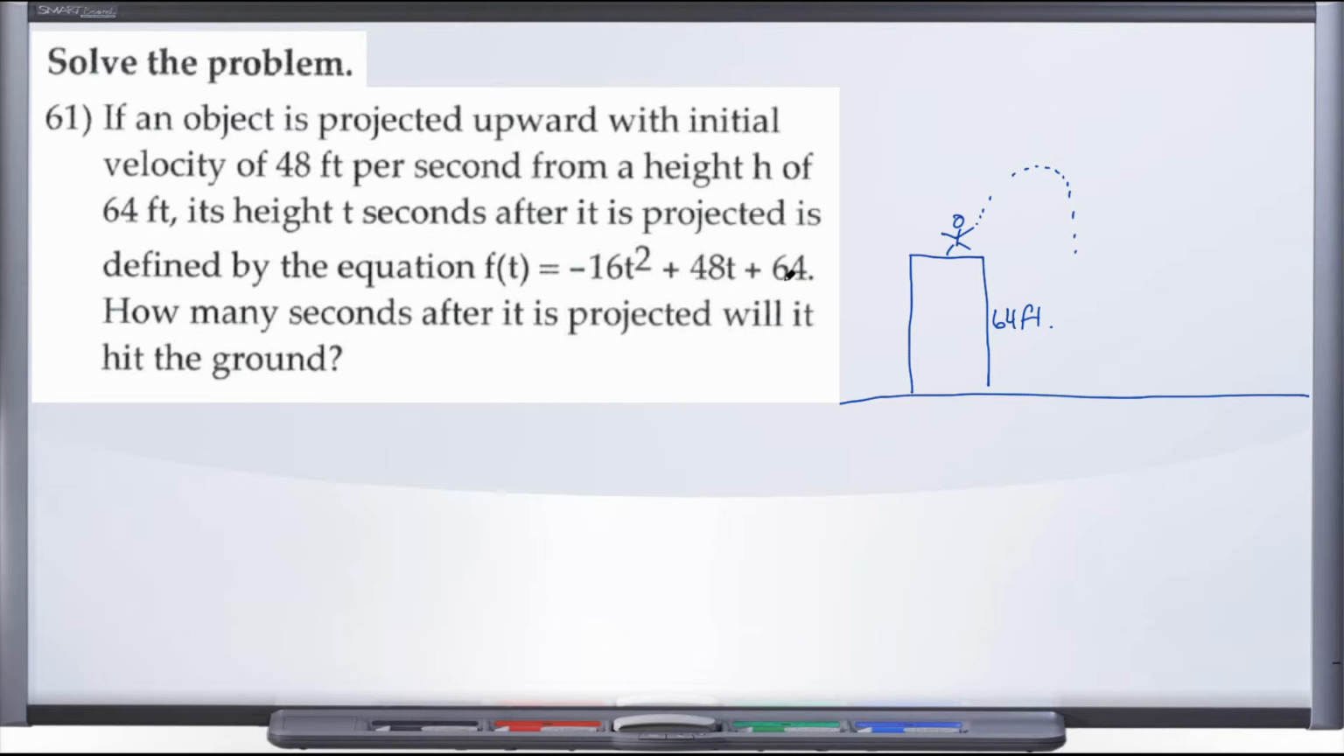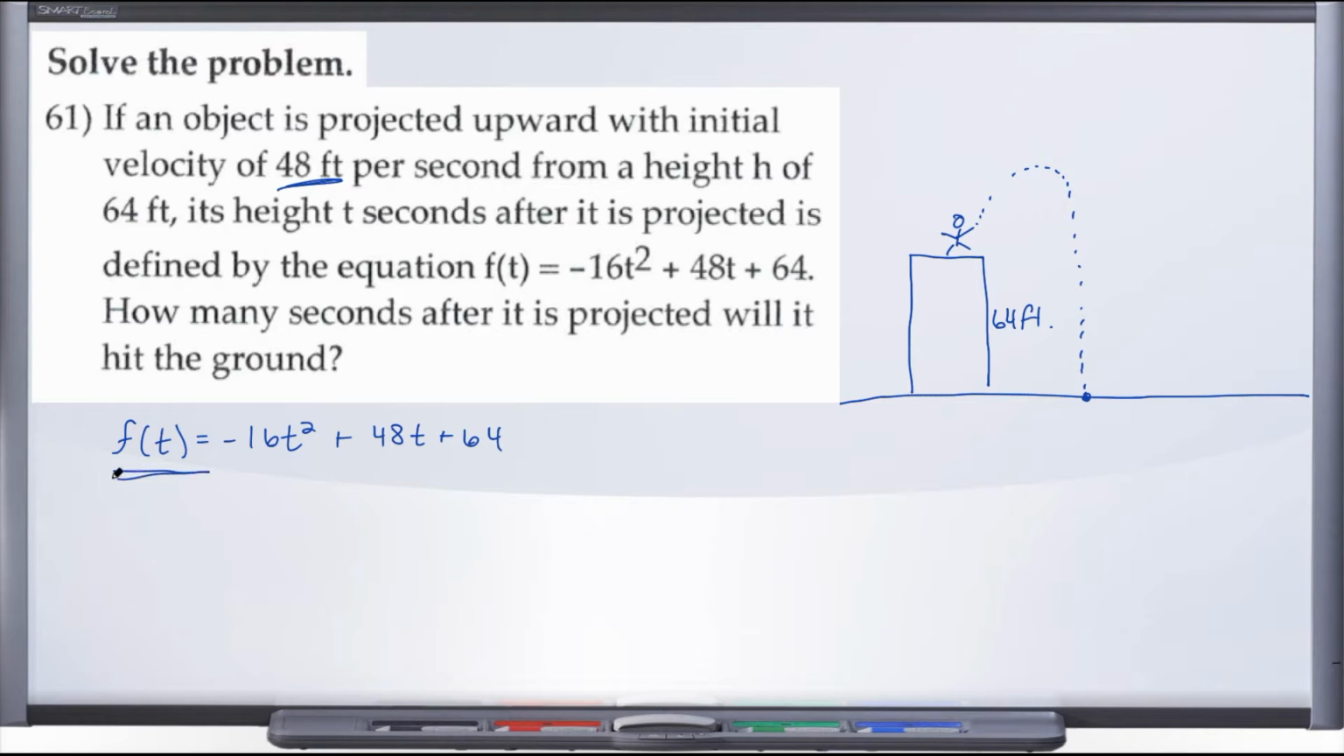This formula, this function, tells us in t seconds, from when the person throws this ball up in the air with a velocity of 48 feet per second, how long it's going to take to hit the ground. So what we're going to do is find t, which is the time it takes to accomplish this. So we have f of t equals negative 16t squared plus 48t plus 64.